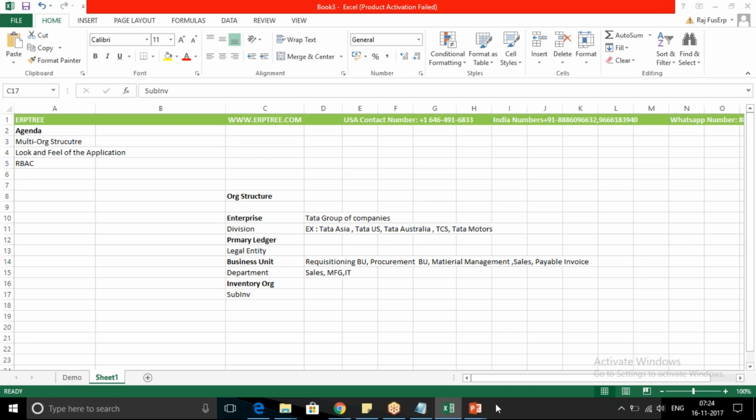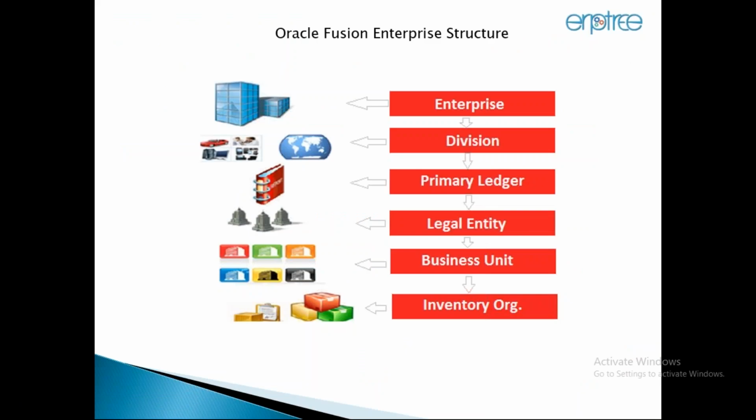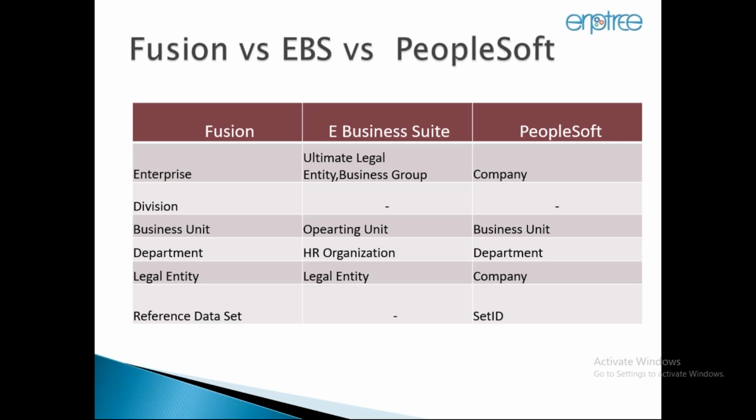That is how you have your multi-org structure. So let us move forward. There are some key terminologies and functionalities which have been adapted from a few of the applications. Here we can see Fusion versus EBS versus PeopleSoft. When I say enterprise in Fusion applications, it was like an ultimate legal entity or business group in EBS, and it is a company in PeopleSoft. Division was not there in both of them, so division is a new concept, and business unit was the operating unit. We used to call it business unit only in PeopleSoft.